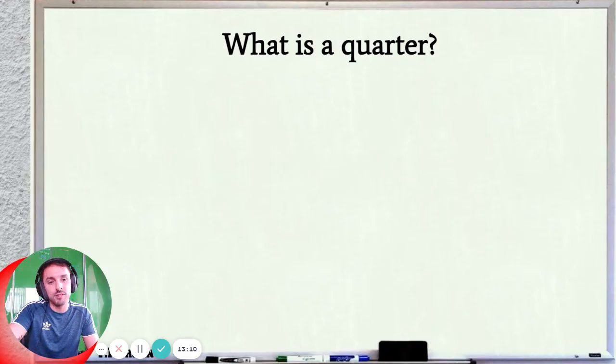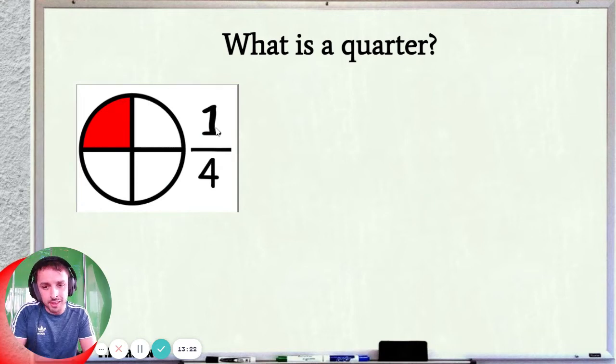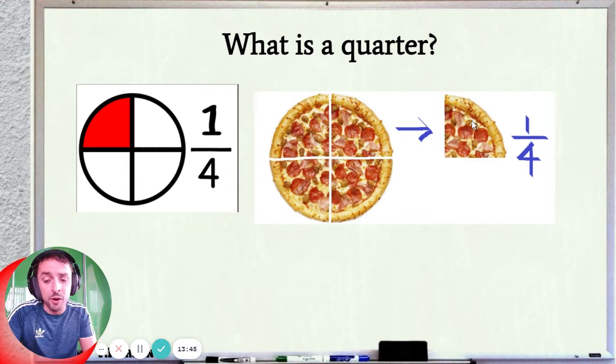Okay, let's go over what is a quarter. That's a new word, maybe. What is a quarter? Well, let me show you. This is what you call a quarter. In maths, maybe you'll see it as 1/4. Here there are 4 equal pieces, all the same size, and this is one of them. So 1/4 is a quarter. If you cut your pizza into 4 equal slices, then you take out one slice, that is a quarter of a pizza. That is a quarter.